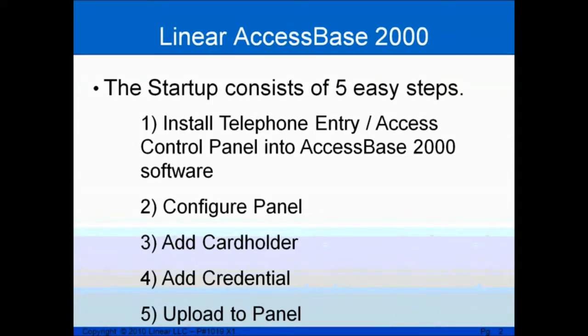The startup consists of 5 steps. What we want to do is take an access control panel or a telephone entry panel, get it up and running, what we call a quick install. And the quick install consists of 5 steps. We need to install the telephone entry access control into the AccessBase2000 software. We need to configure the panel. We need to add a card holder, add a credential, and upload that information to the panel.